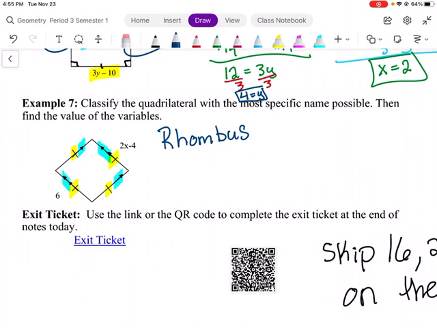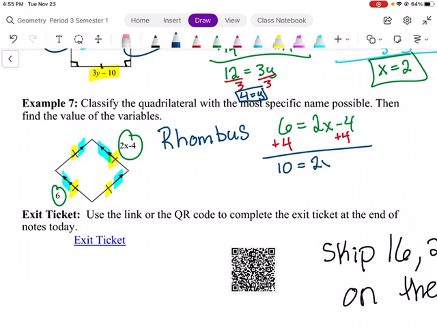Now, knowing that it is a rhombus, we can set up our equation knowing that the side lengths are equal to each other. And we can go ahead and start solving for x. And our final answer, we should get that x is equal to 5.